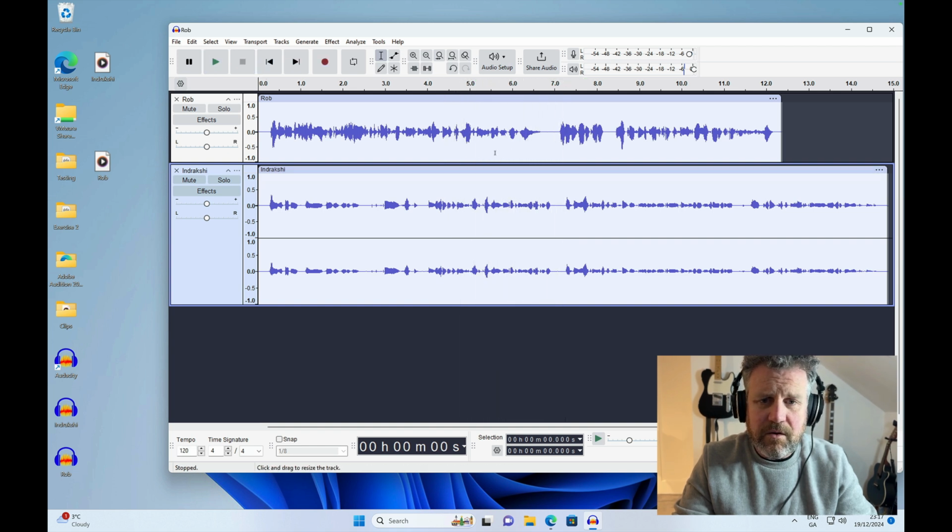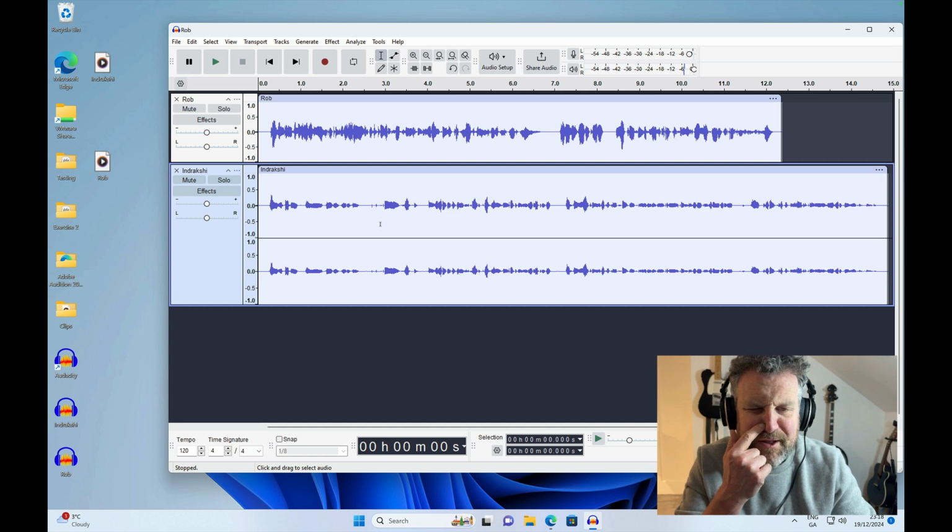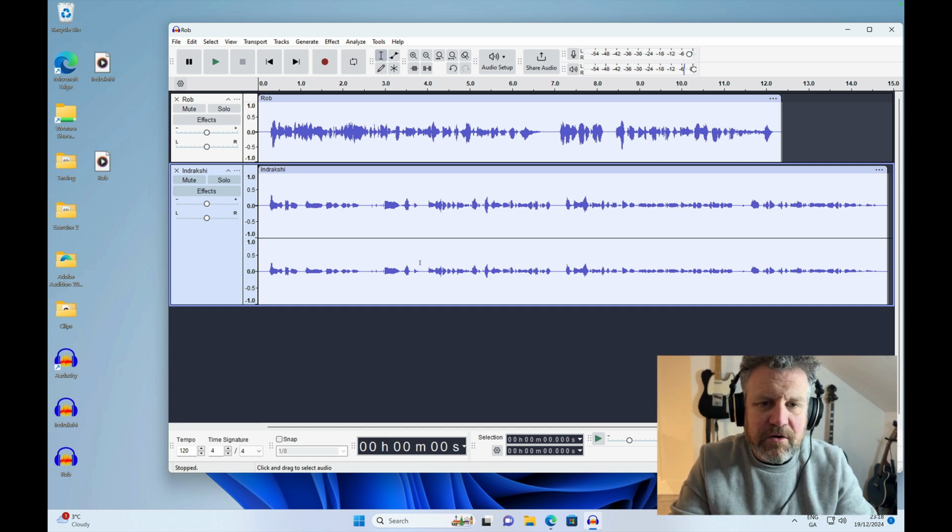Okay, so what I want to happen is I want to have this bit play, and then I want this bit to play. So I want to have my voice, and then I want to have Indrakshi's voice. What's interesting about this as well, you might wonder, why is it that this has one line and this has two lines? This one is a mono file, so it's just got single channel. This one is actually a stereo file. It's got two channels. They were recorded separately. So this is stereo, this is mono.